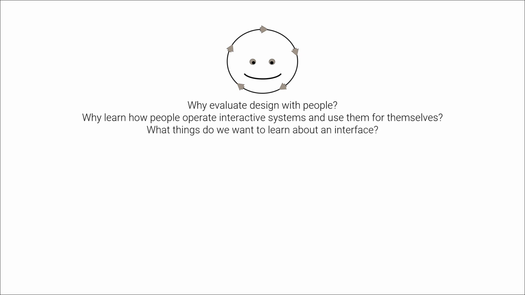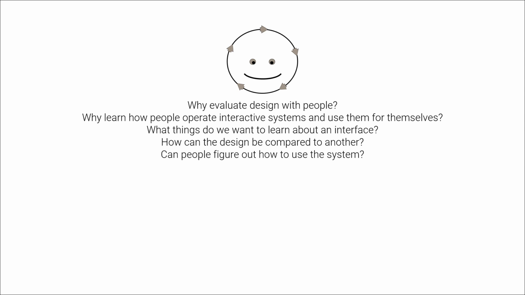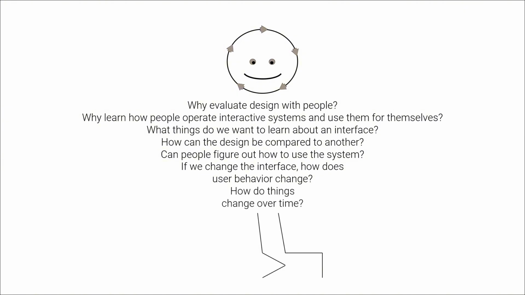What things do we want to learn about an interface? How can the design be compared to another? Can people figure out how to use the system? If we change the interface, how does user behavior change? How do things change over time? We have now heard many questions to help us evaluate a system with the user. It's all about the user and the target group. This is what we understand by the user-oriented development process.